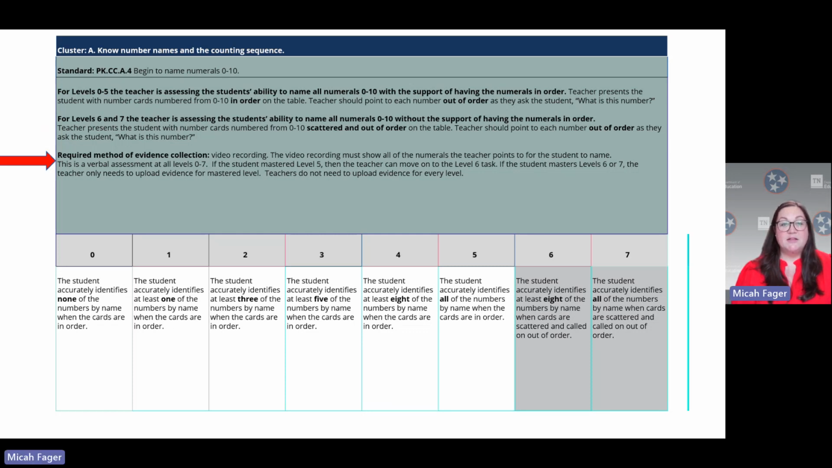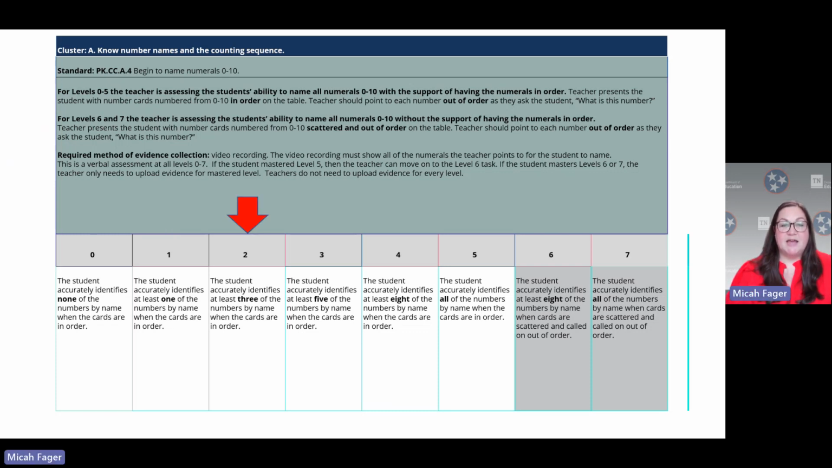After you have completed the assessments, it is time to score the student work. A rubric is provided for you to score. If the student is unable to identify any of the number cards when the number cards are in order, then the student work receives a level 0. If the student is able to identify at least one of the numbers when the cards are in order, then the student work receives a level 1.